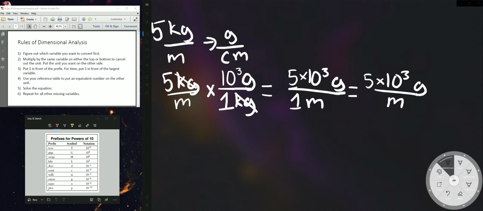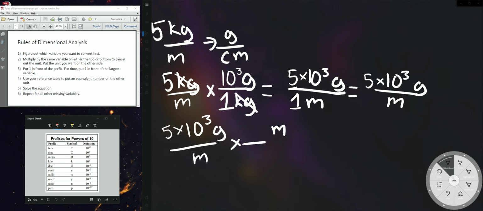Now, I want to get rid of this m. We still want the cm on the bottom. So I'm going to multiply that number, 10 to the 3 g over m, by m on the top. Again, we want to cancel out this unit on the bottom. We want cm on the bottom because that's what we want as our final unit. The m's cancel out. We want to put 1 in front of the prefix, so we're going to put 1 in front of centimeters. What's 1 centi equal to? 1 centi is equal to 10 to the negative 2.